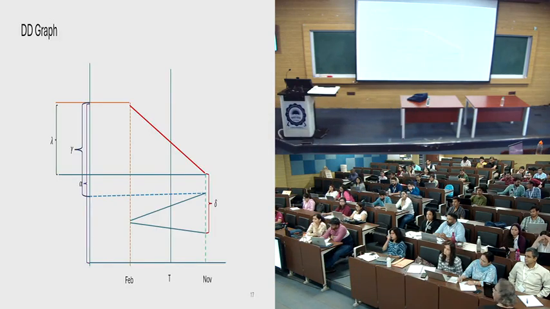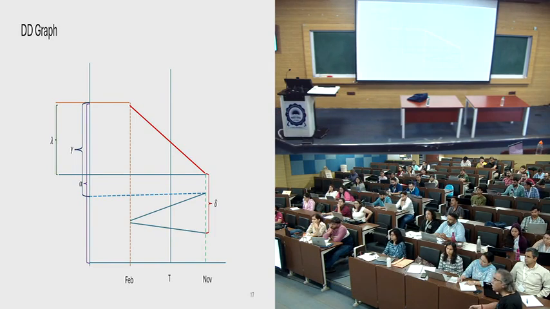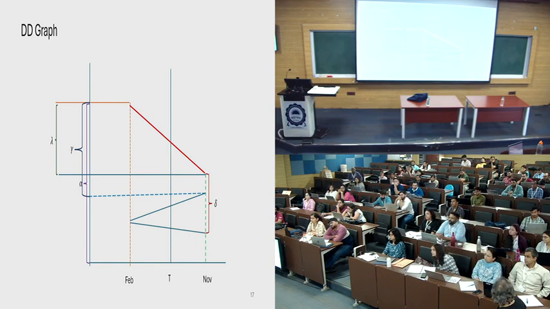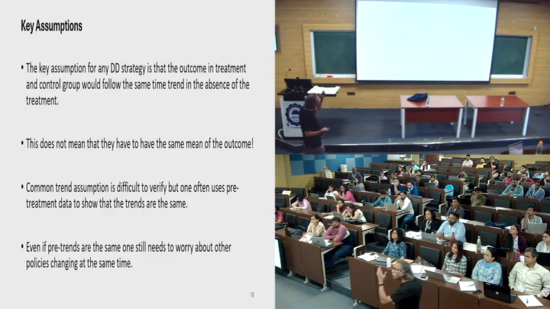So what happens? I have February, I have November. T is nothing but the time when the policy has taken place. This is my alpha, that portion is my gamma, and then this is lambda. What I am interested in is the estimate of this guy, which is delta. That's what we do. Clear?